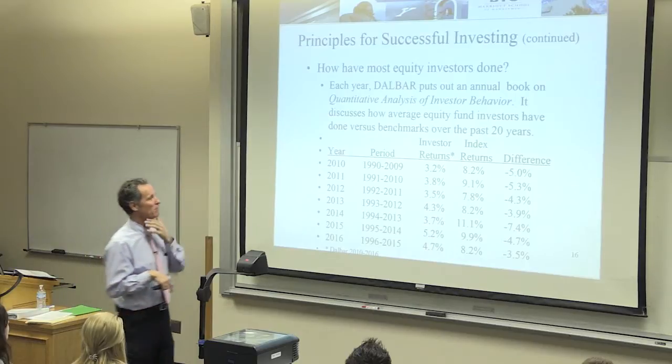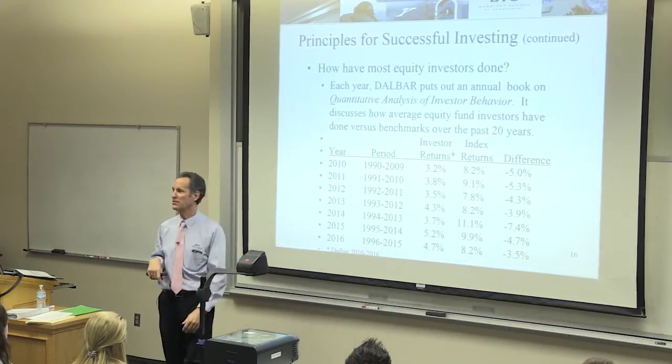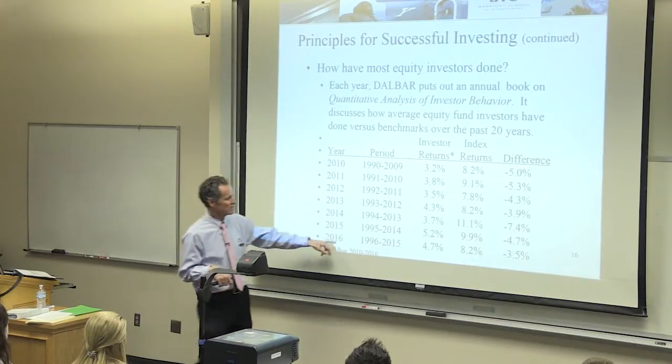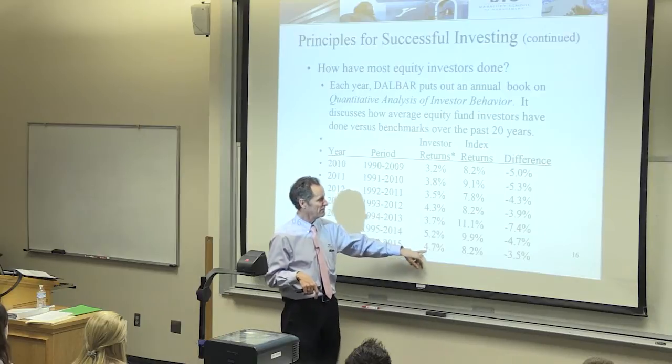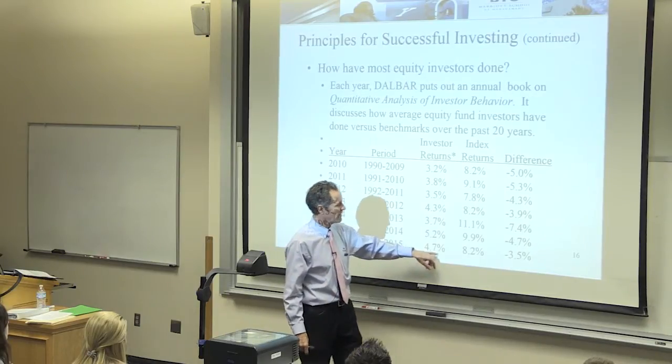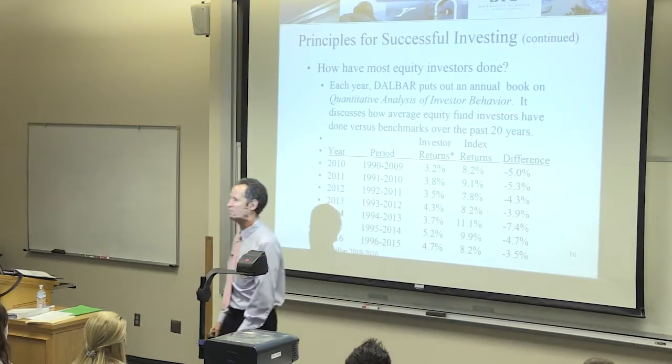Well, people say, well, maybe that was bad. So the data hasn't come out for 2017 yet. But 2016, from 1996 to 2015, the average investor was up 4.7%. The benchmark was up 8.2%. They underperformed by 3.5%.